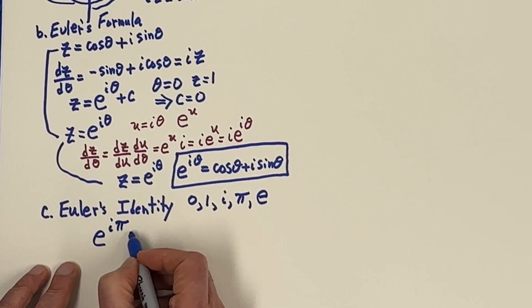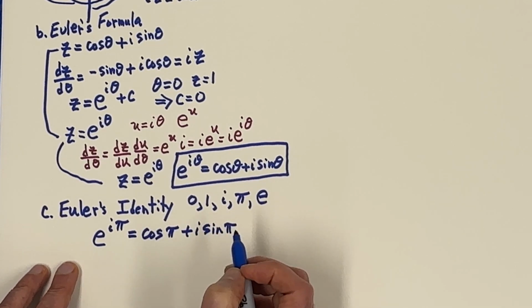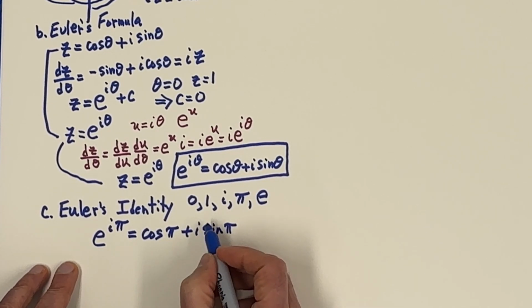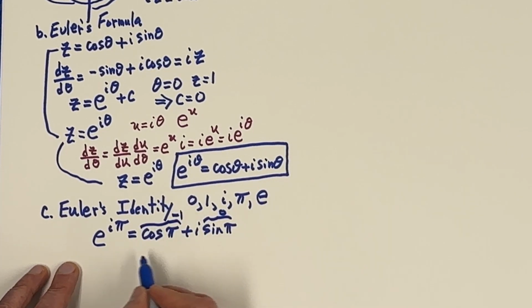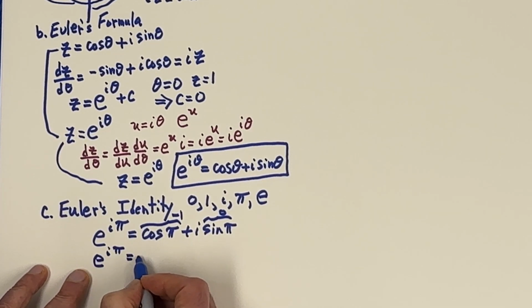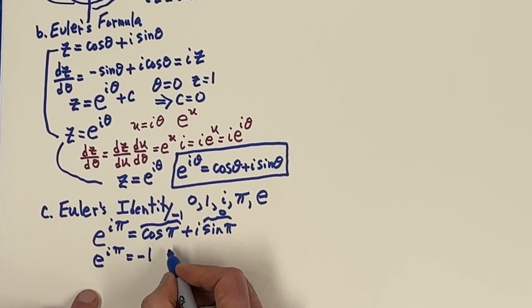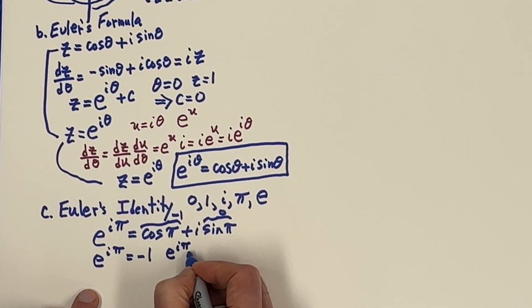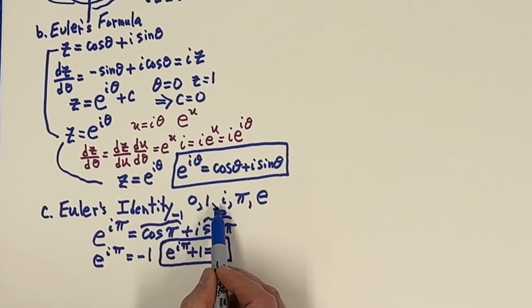So e to the i pi is equal to the cosine of pi plus i times the sine of pi. Now, the sine of pi is 0, and the cosine of pi is -1. So therefore, this result gives us e to the i pi equals minus 1. But now what we would like to do is add 1 to both sides of the equation and get e to the i pi plus 1 equals 0. And this is the magical equation. We have an equation that relates 0, 1, i, pi, and e where they appear once and only once.